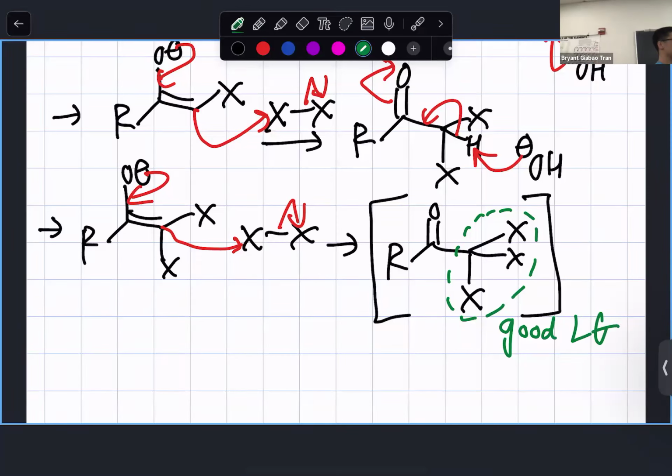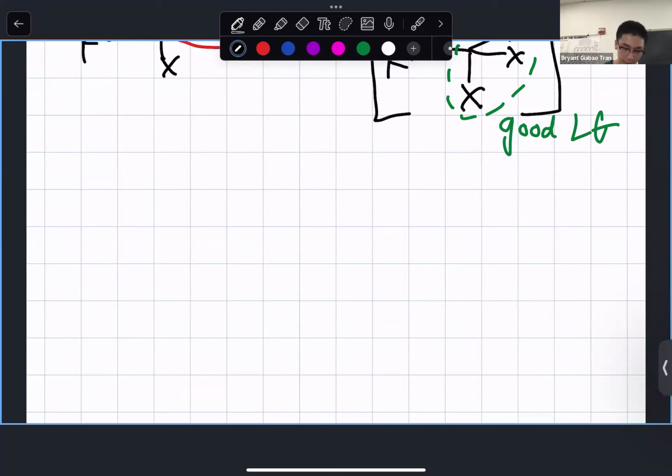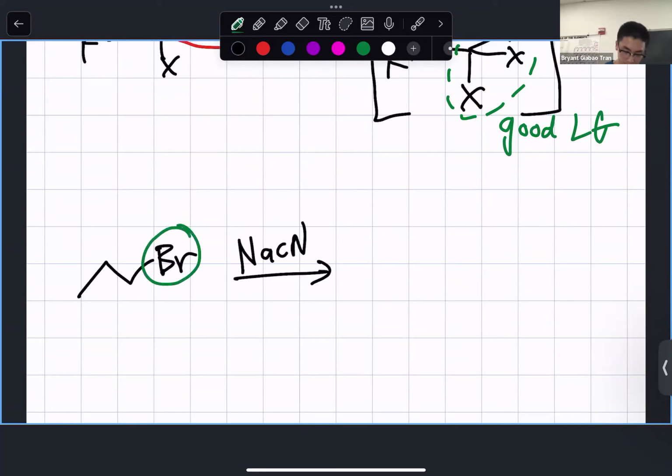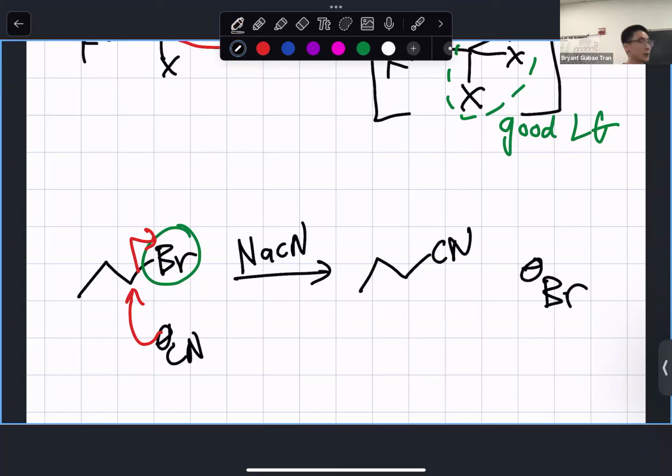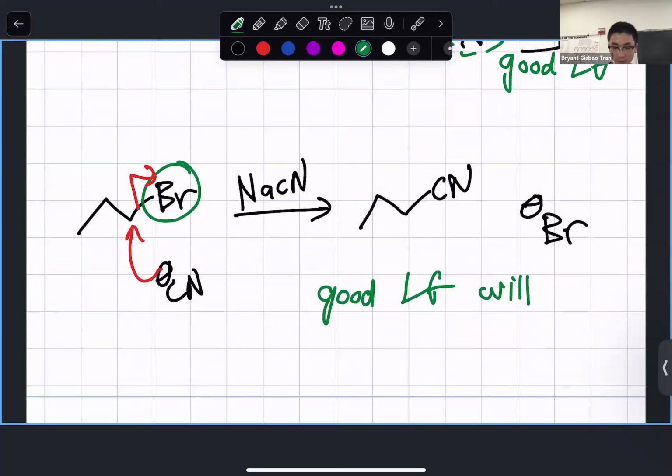And do you guys remember what makes a group a good leaving group? Like when a leaving group leaves, what charge does it leave with? Right, so it's going to leave with a negative charge, right? Because let's look at an example of this right here. Let's say we have this SN2 reaction and we put NaCN. We know this Br is a good leaving group. When we use the CN nucleophile to attack this electrophilic carbon and kick out that leaving group, what charge would the bromine have when it leaves? Negative charge, right? So a good leaving group will be able to handle a negative charge better. Or well, a good leaving group will be able to stabilize the negative charge.